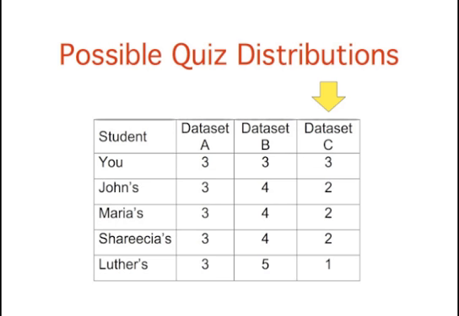Finally, let's look at dataset C. This is more like it. All of your classmates score lower than you, so your score is above the center of the distribution. Notice that you have the same score of 3 in all the datasets, but the context is different. This is why it is so important to compare your score to the distribution of scores.